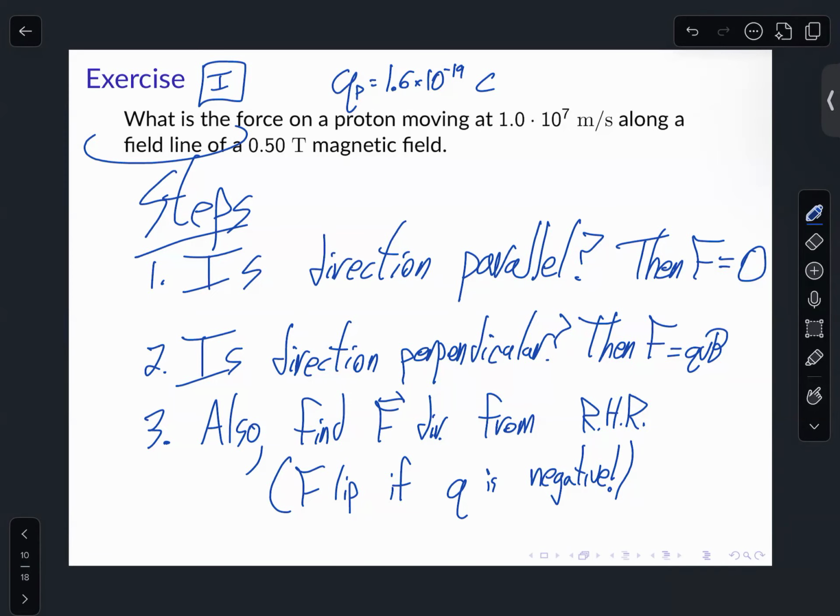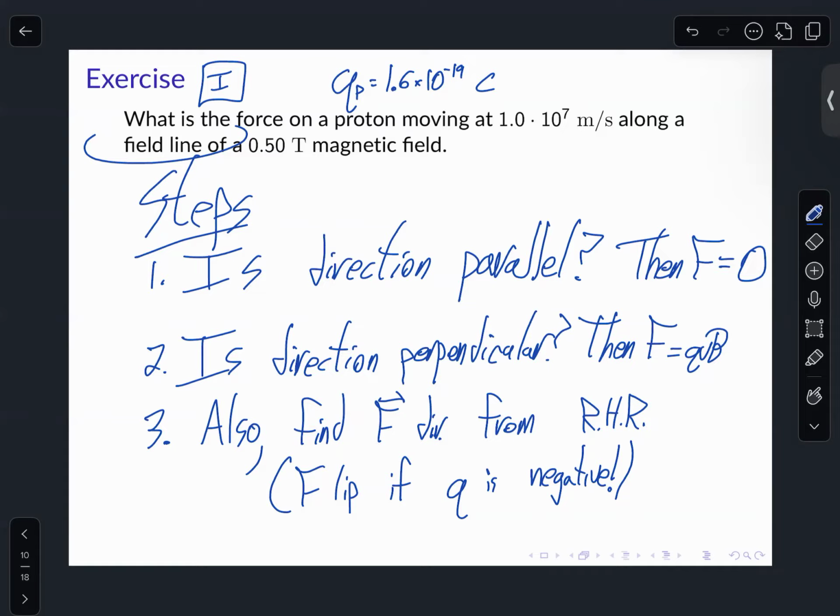If you are perpendicular, magnitude QVB, direction right hand rule. Don't forget to flip if Q is negative. This is a 3-part idea, 1, 2, 3.